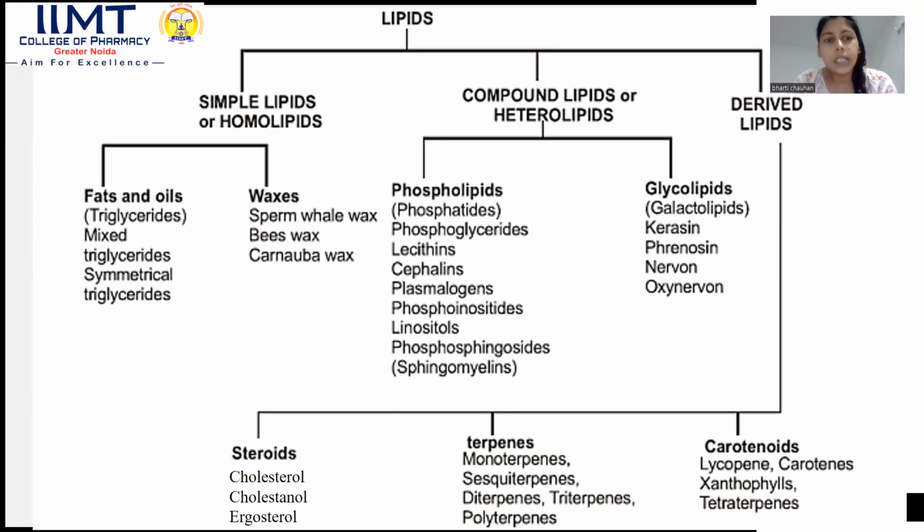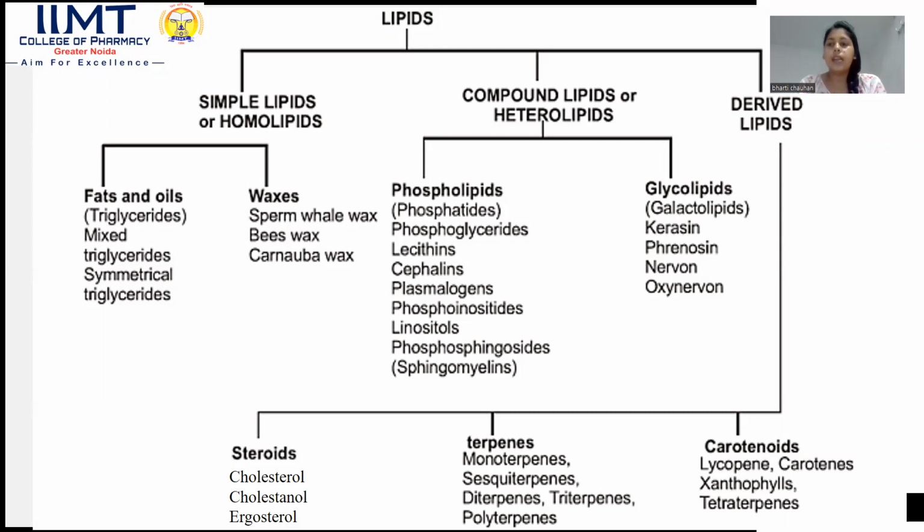Fats and oils are basically triglycerides. These are esters of fatty acid with glycerol, and waxes are esters of fatty acid with higher alcohols. Okay, these are the examples. Fats and oils examples are triglycerides, symmetric triglyceride, mixed triglyceride. And for the waxes are sperm whale wax, beeswax, carnauba wax.